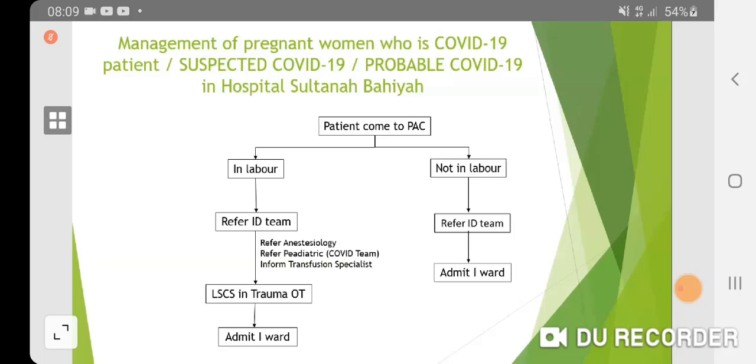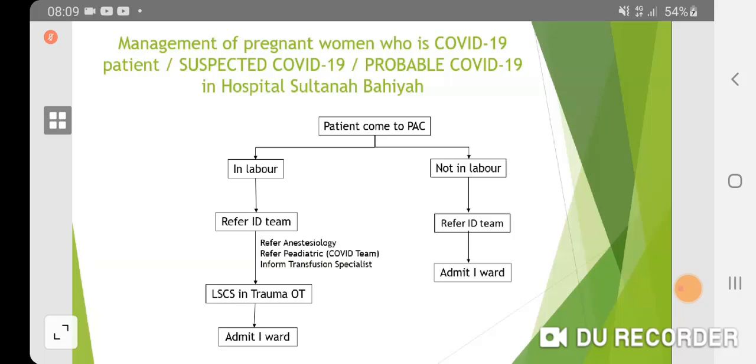And also we should inform the transfusion specialist that we are having this kind of patient, because during cesarean section in trauma OT, we don't request for GSH. If the blood needs to be transfused, they will provide us the safe O. And then after the cesarean section, the patient and also the baby will be admitted to I ward. This I'm talking about the laboring mother.